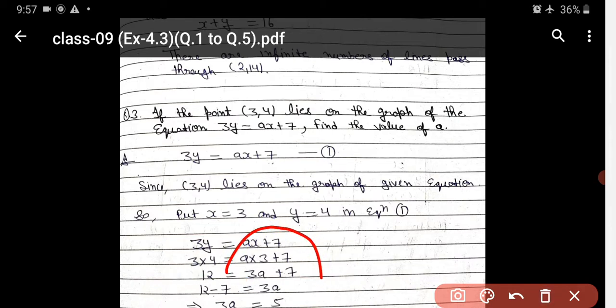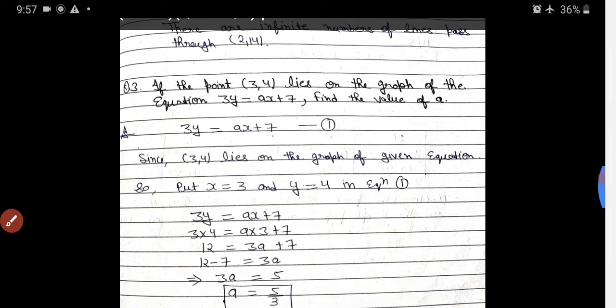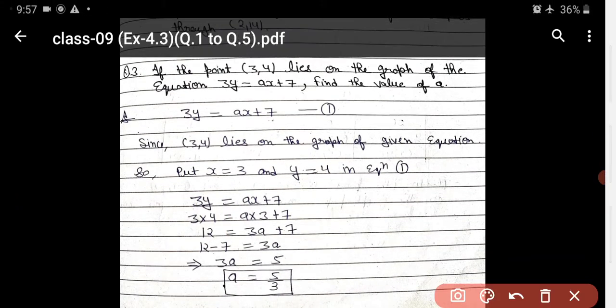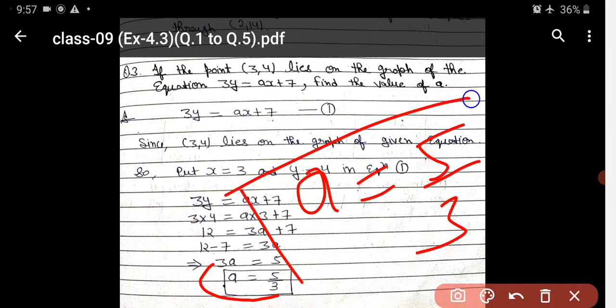Now 7 comes to this side and becomes minus. What will it become? 12 minus 7. So that is 3a = 5. 12 minus 7 is 5. And if you want the value of a, 3 comes to this side and becomes divide. So the value of a is 5 by 3. It is your final answer.